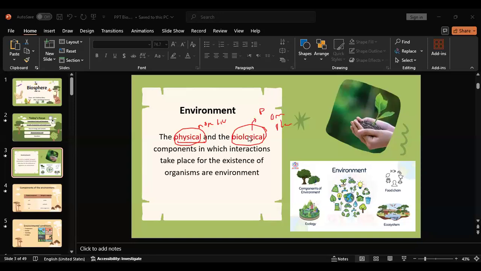These should be mentioned in the definition of the environment. What are the things? Two things you have to mention in the definition: physical components and biological components. Both interact with each other, for what? To make a suitable place for the existence of organisms. I hope you understand this. Okay, let's move.